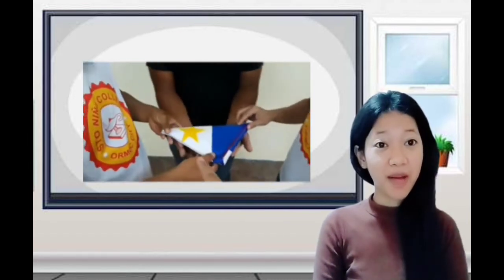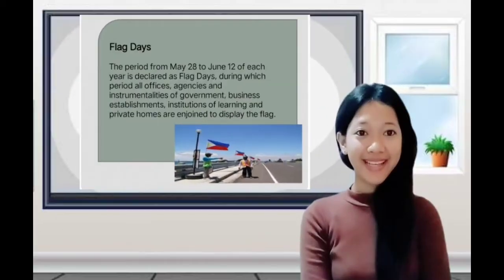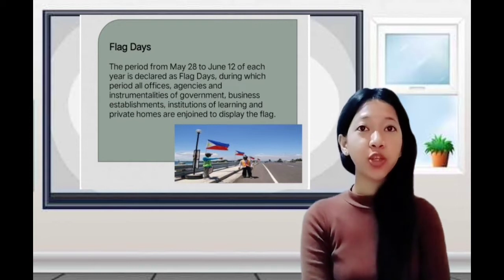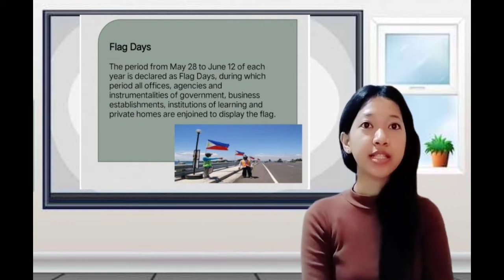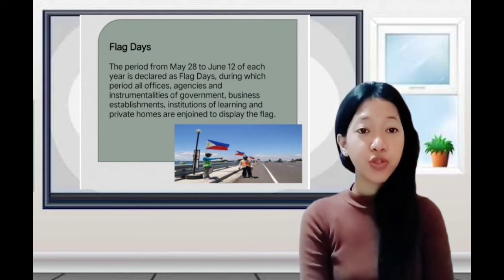So yung anaon na siya pagpilo sa Philippine flag. Flag days. The period from May 28 to June 12 of each year is declared as Flag Days, during which period all offices, agencies, and instrumentalities of government, business establishments, institutions of learning, and private homes are enjoined to display the flag. So tanan is enjoined, which is encouraged to participate in the Flag Days period.